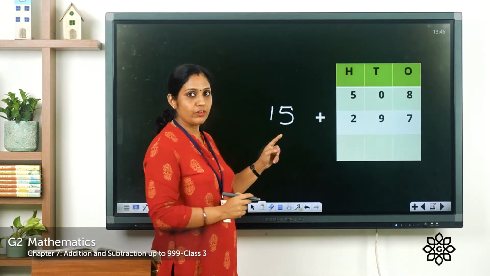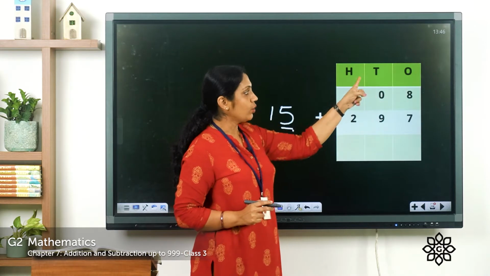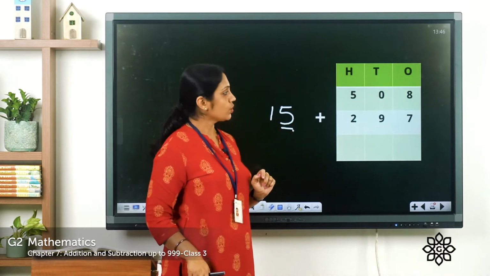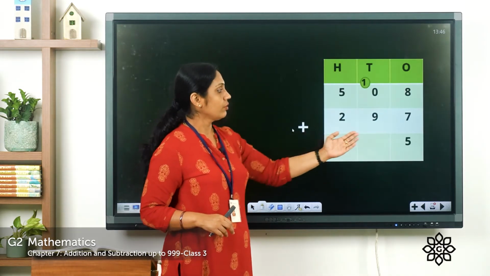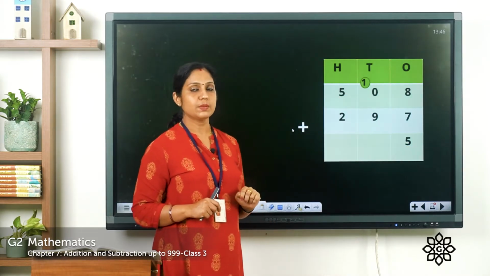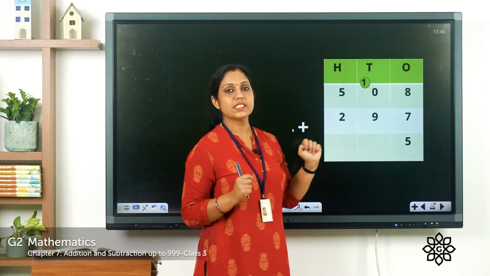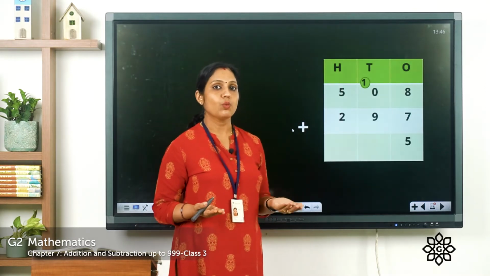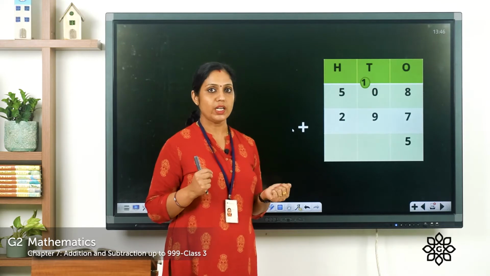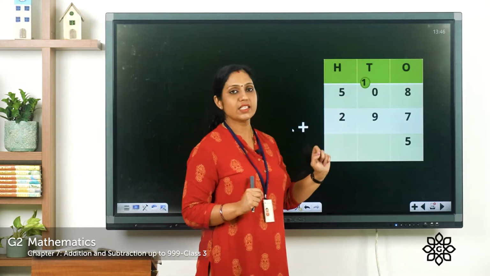5 we have to write here in the ones place, and the other one will carry over to the tens place. So we have written 5 in the ones place and 1 will carry over to the tens place. Now in the tens place we have 1 plus 0 plus 9. So how much is 1 plus 0? It is 1 itself. And with that 1 we have to add 9. So 1 plus 9 is 10.